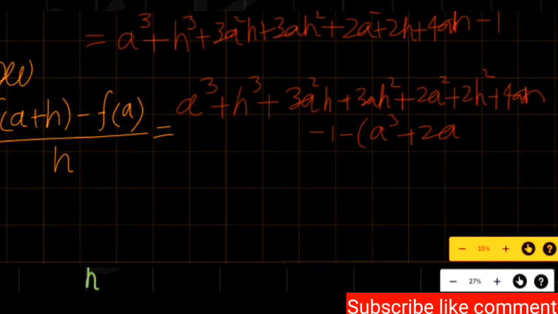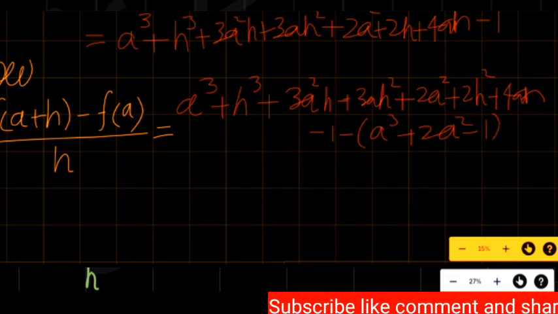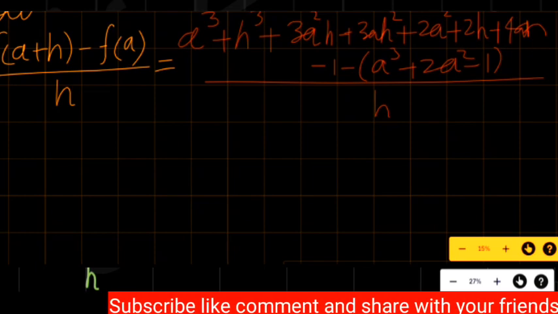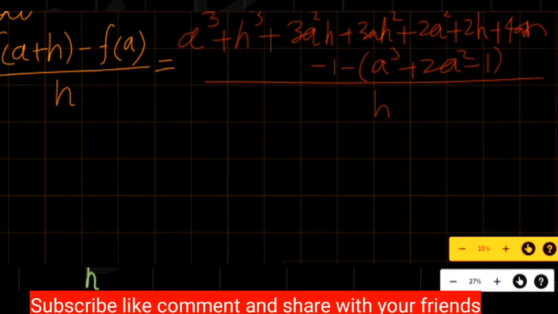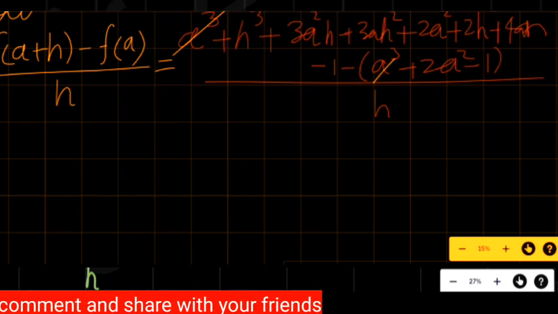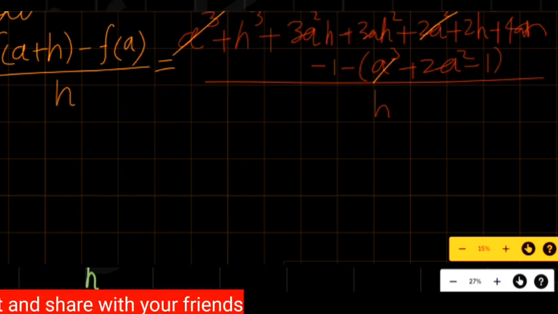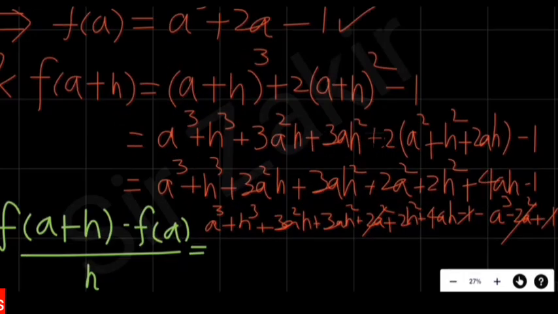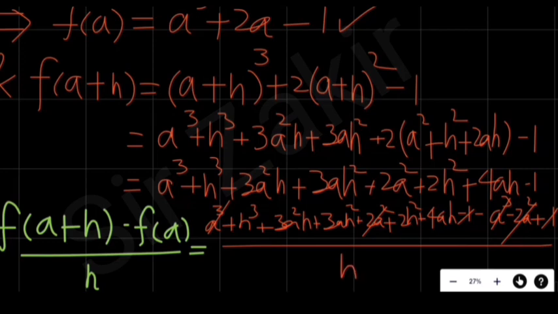A cube sign will get changed due to this minus sign. Minus 2a square and it will become plus 1. Signs are changed. 1 is cancelled. 2a square is cancelled. Positive, negative. 2a square is positive, the other is negative, right? Now a cube cancels a cube. Divided by h.